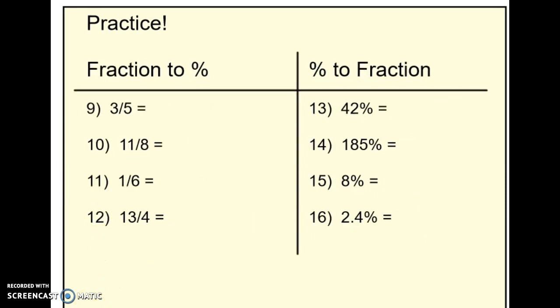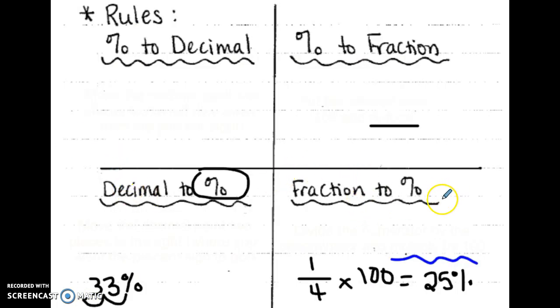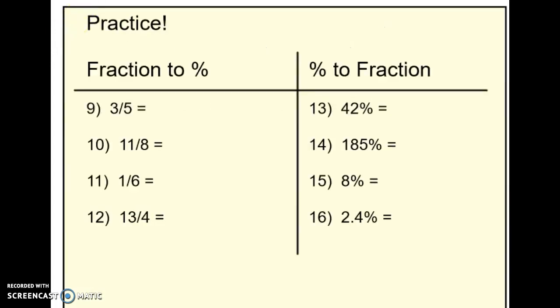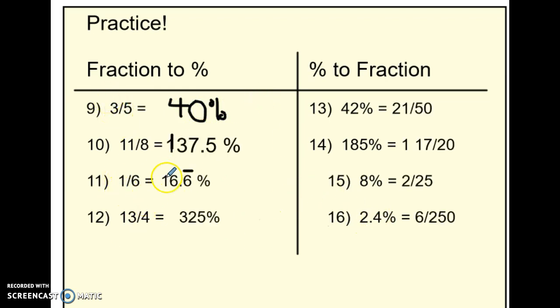Now you're going to practice taking a fraction and changing it to a percent. And if you remember, our rule for taking a fraction and turning it to a percent was right here. We were to divide the numerator by the denominator and then multiply by 100. So here I would take 3 divided by 5 and multiply by 100. And you would get 60%. Please finish both columns and then check your work. All right, so your answers should look like this. Check your work on this page, and let me know if I made any mistakes.